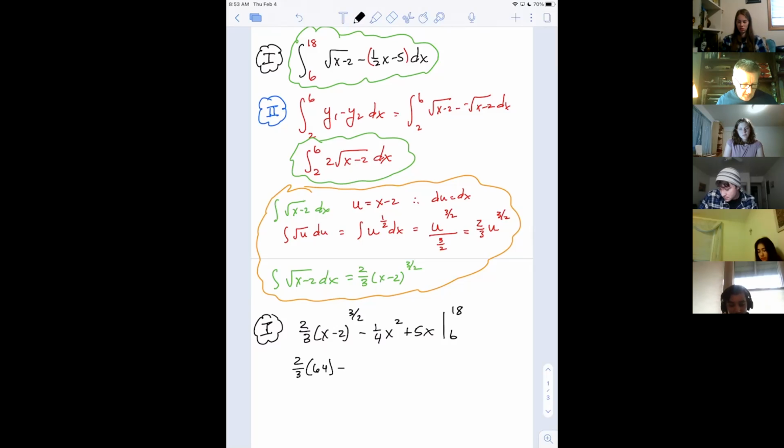18 squared. I'm just giving you time to think about this. Divided by 4, I get 81, so that's minus 81. And then 18 times 5 is 50, and 40, which is 90. So let's see, what is 2 divided by 3 times 64 minus 81 plus 90? I got 51 and 2/3, or 155/3. Again, it's just cool to plug this in by hand and get it because you can. This is kind of neat.